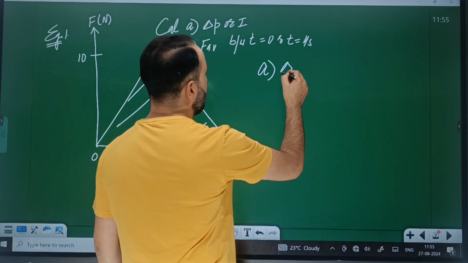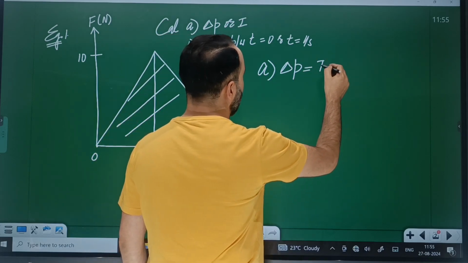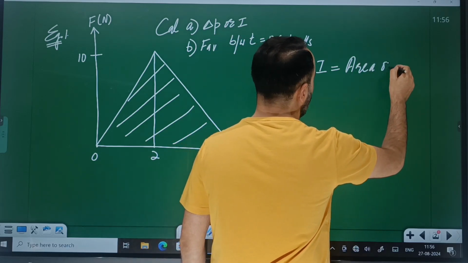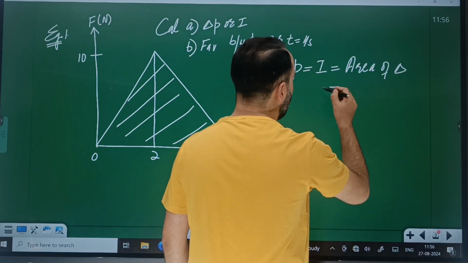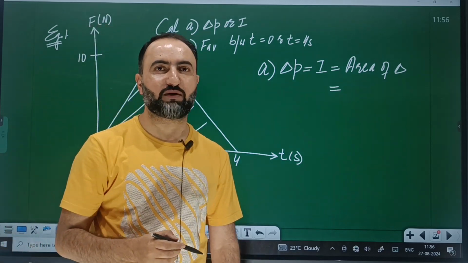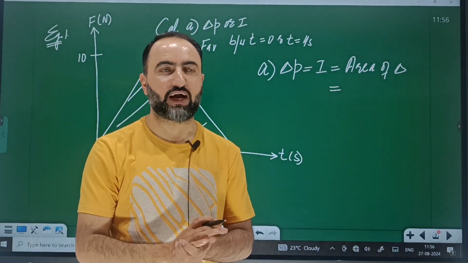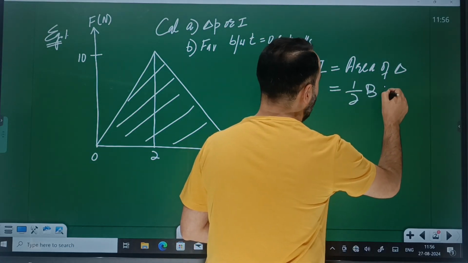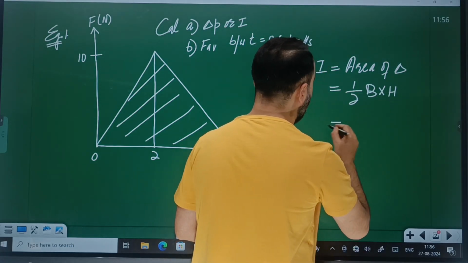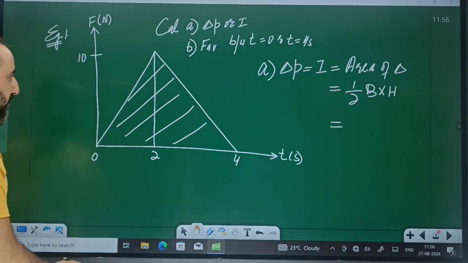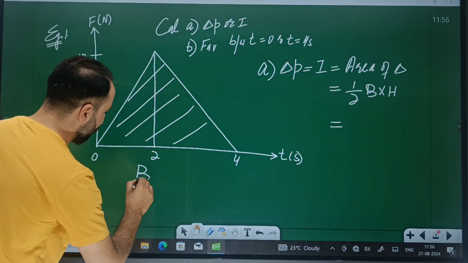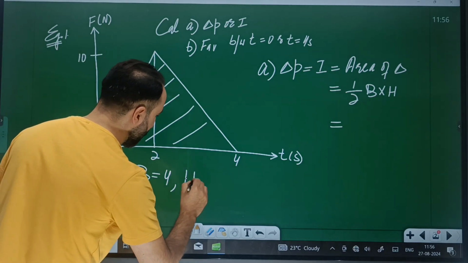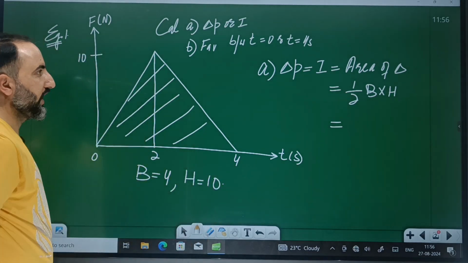This delta p is equal to impulse, which is equal to the area of the triangle. You should know the area of a triangle is 1/2 base into height. Looking at this question, the value of the base is equal to 4, isn't it? And the height is equal to 10. So base is 4 and height is 10. Put the values.